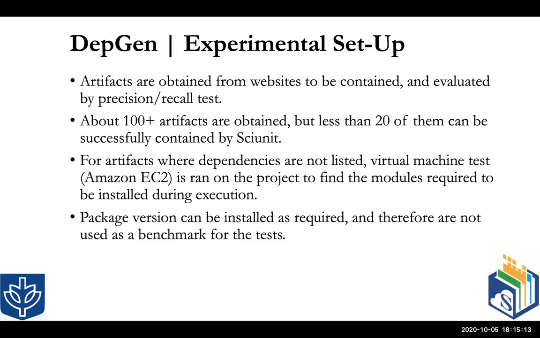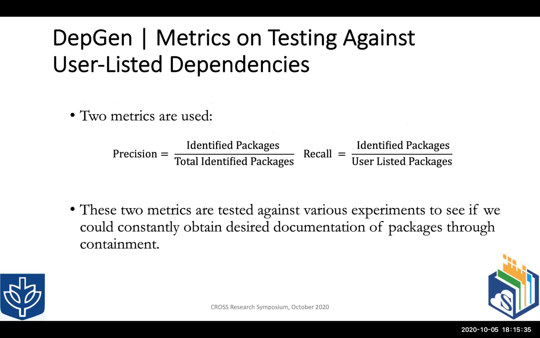That's one indication that one needs something like a reusable research object, so that when you download them, there's a guarantee that they can be run. Only 20 of them we could run, and we could contain them in PSI Unit. Where the dependencies were not listed, we ran them in our own virtual machine, and we installed our own packages.